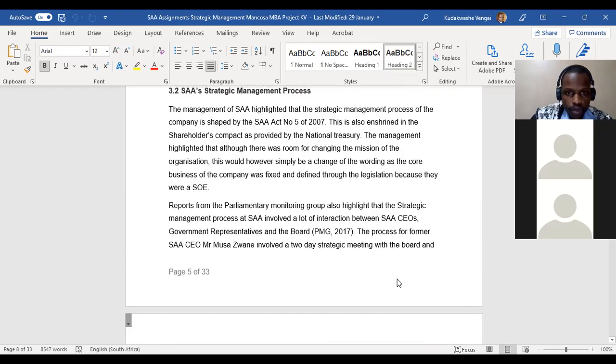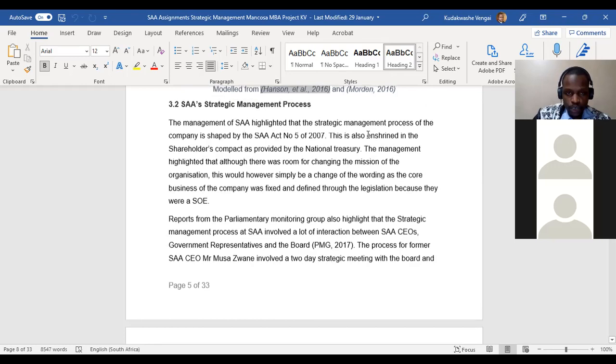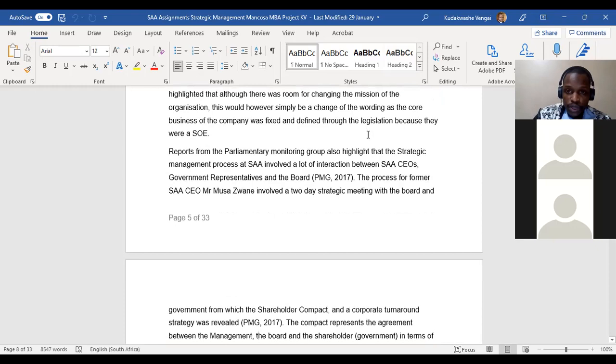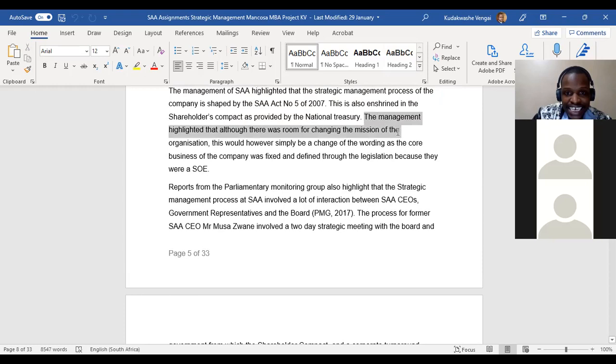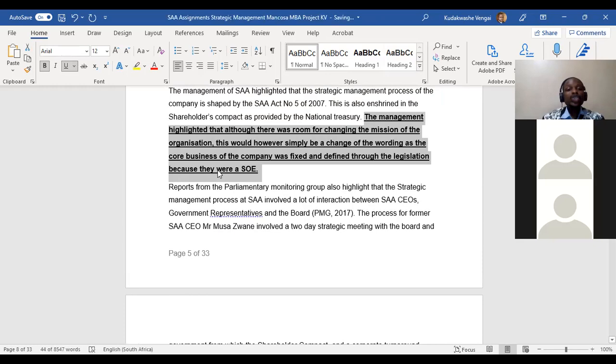All right. So you can see in this company, I just want you to take note of something. Remember, we said you start with the mission. That's what we said, right? You start with your mission. But in this company, they've highlighted this statement over here. The management highlighted that there was room to change the mission. However, because SAA is an SOE, they don't necessarily determine their own mission, right?